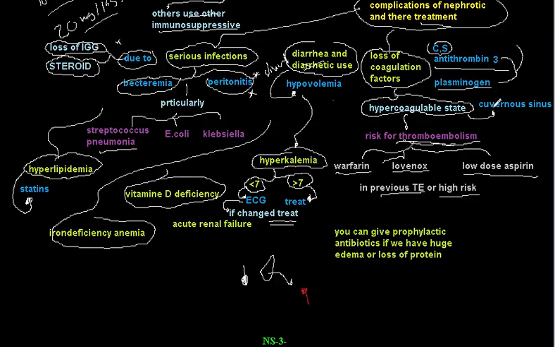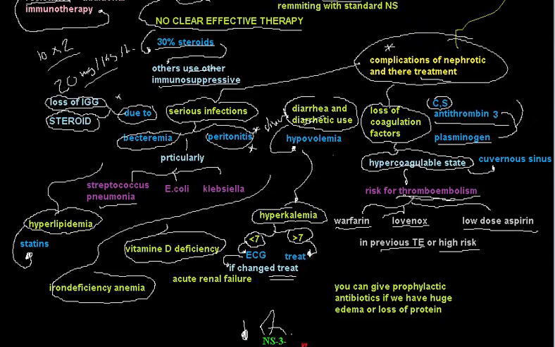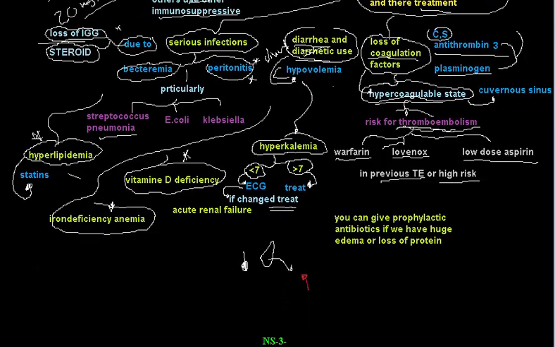Sometimes we can have iron deficiency anemia and vitamin D deficiency. So these are the complications of nephrotic syndrome. Remember always to think about what we are losing. If we are losing IgG, then think about the infection. Losing the coagulatory factors, then think about thromboembolism events and the hypercoagulable state. If we have diarrhea or use diuretic drugs, think about hypovolemia and hyperkalemia. Vitamin D deficiency, iron deficiency anemia, and hyperlipidemia as a compensatory mechanism. So think about them all.